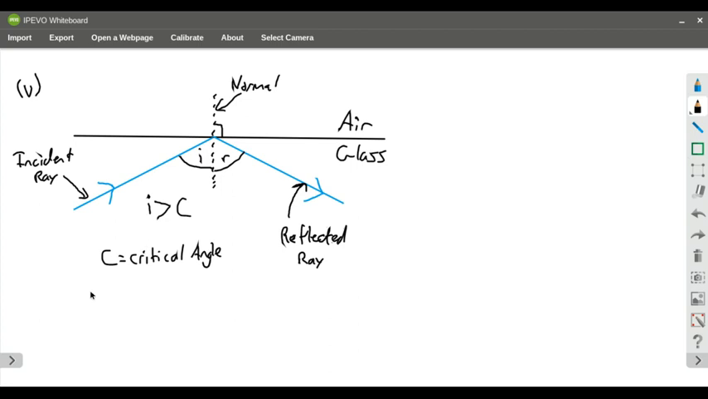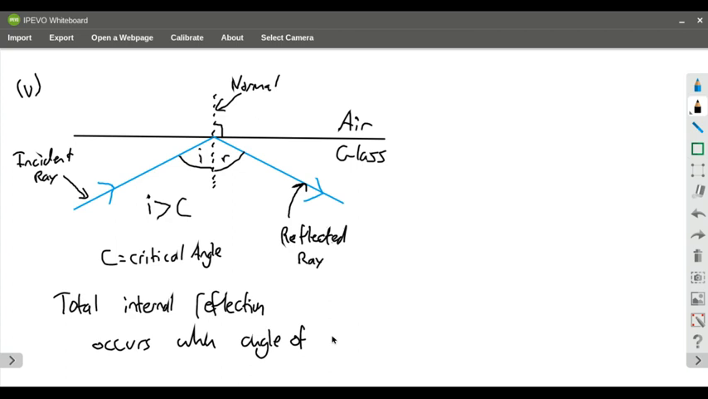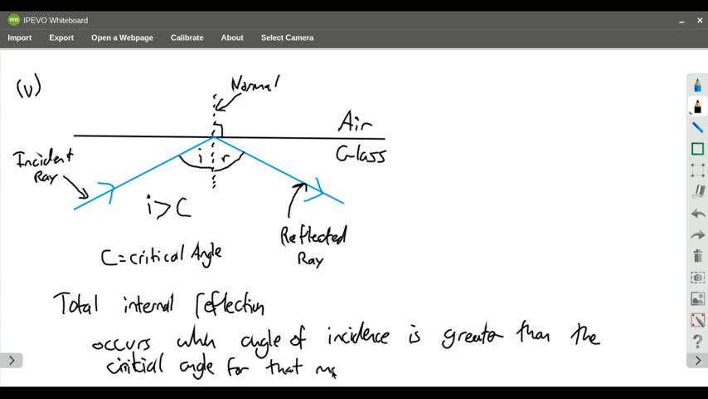I'm just going to write a quick sentence. When the angle of incidence is greater than the critical angle for that material. Oh, I can't write it all today. That's meant to say critical.